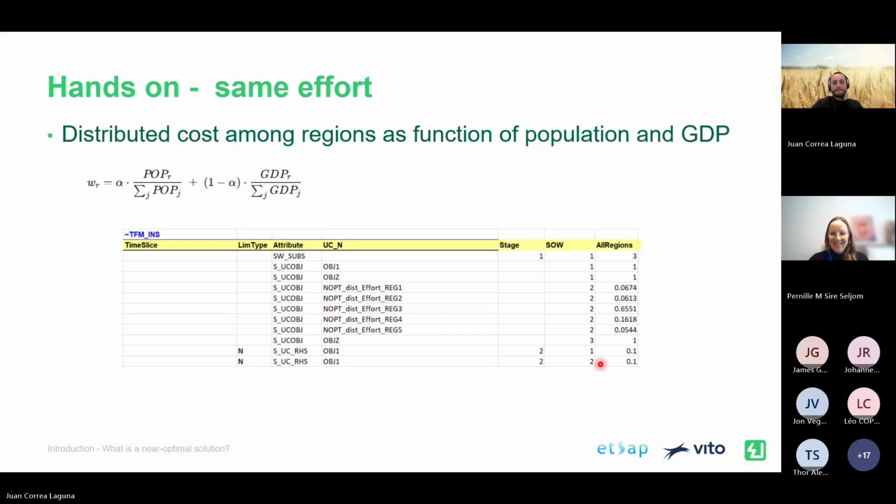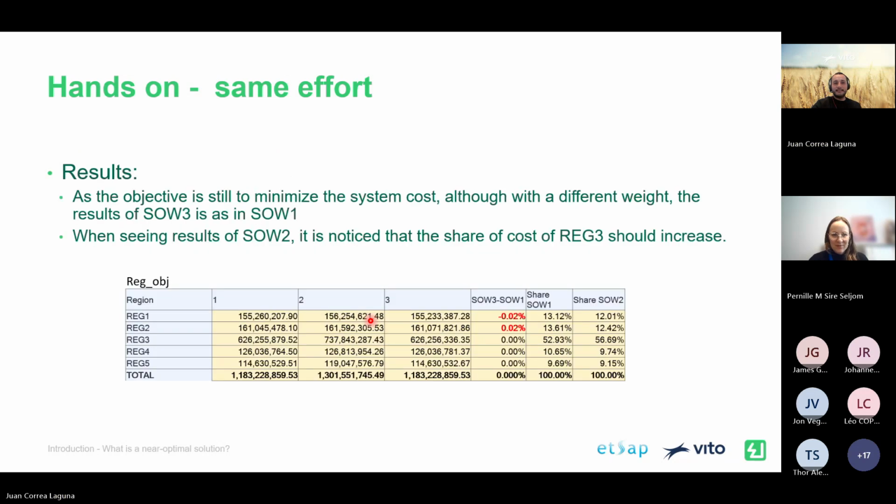So I built this on a distributed effort among the regions. So it's another user constraint that you can build. And you can see that there are some changes in cost for the regions that should pay less.